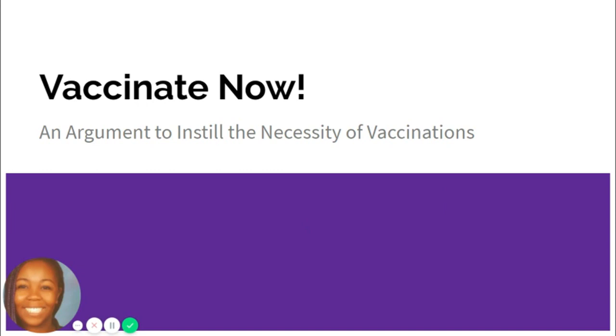I want you to think about something that you really, really want, and maybe how you would convince your parents in a proper way to come to your side or to agree with you so you can get whatever you want. Maybe you want to stay up late, right? Maybe you want ice cream after dinner, whatever the case may be. Think about that and apply it to your argument. Okay? All right, so: Vaccinate Now, An Argument to Instill the Necessity of Vaccinations.